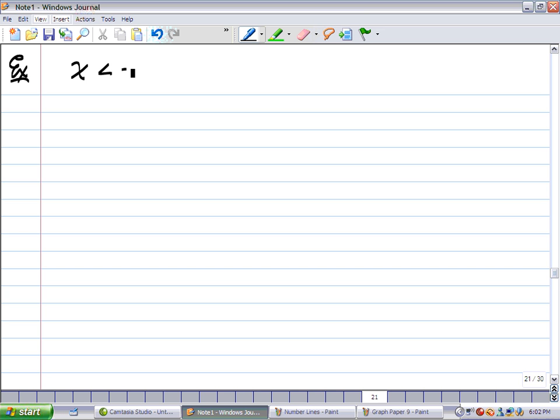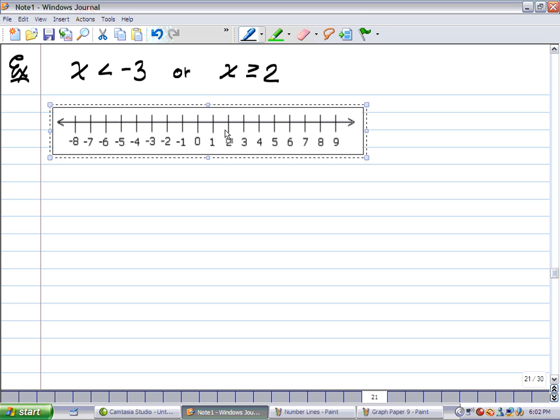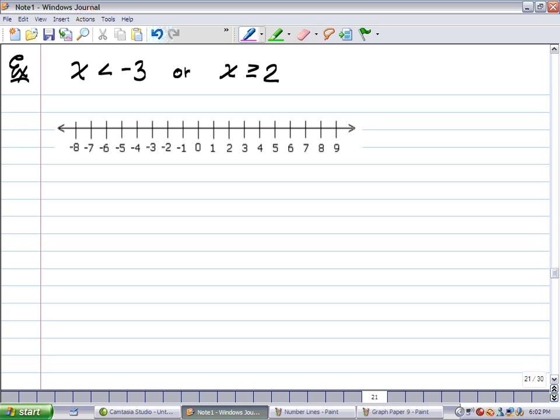X is less than -3 or x is greater than or equal to 2. Or means one or the other or both, typically, when we use it in English. So not necessarily both, but possibly. So we want all the numbers that are less than -3. That's all these numbers. Or instead the numbers could be greater than or equal to 2. So when you have an or, you have the 2 going in the opposite direction. When you have the and, that's when you want the numbers in between.